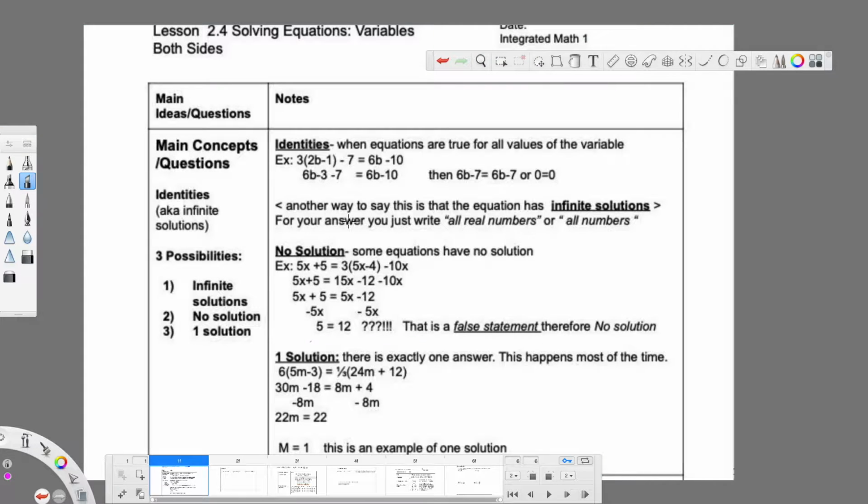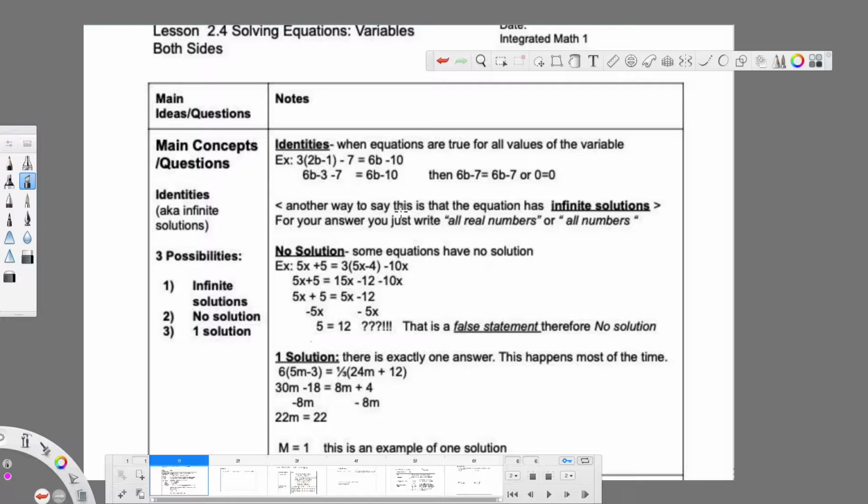Welcome to Chapter 2, Section 4 for Integrated Math 1, Solving Equations, Variables on Both Sides. So we've reviewed some of these main concepts before. We're just going to go back over them. So identities is when an equation is true for all values of the variable.